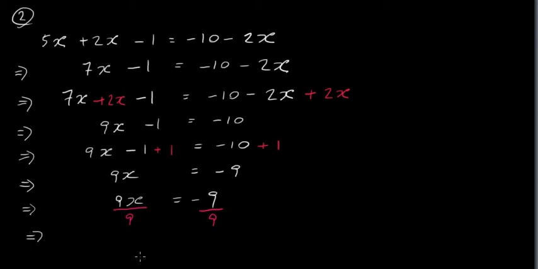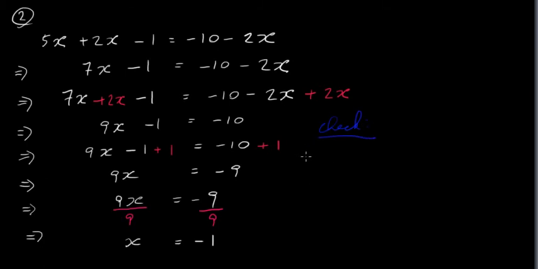9 divided by 9 is 1, so we end up with 1x, or just x. Minus divided by plus is minus. 9 divided by 9 is 1. So in this case, x is equal to minus 1. Let's just check that again and see what happens. So this is our check here. Is this actually correct?